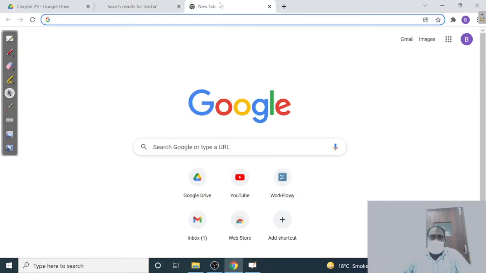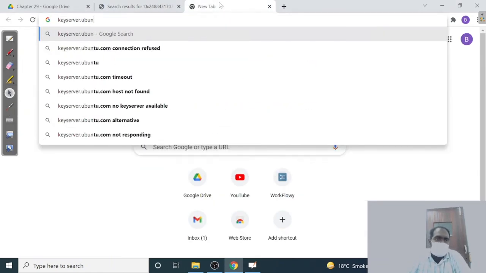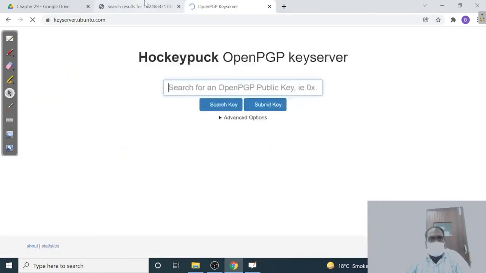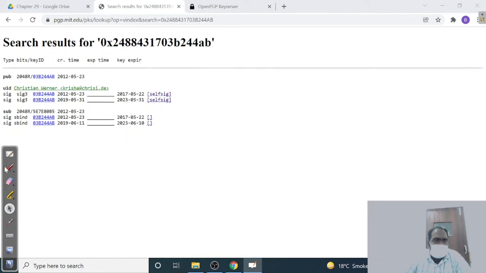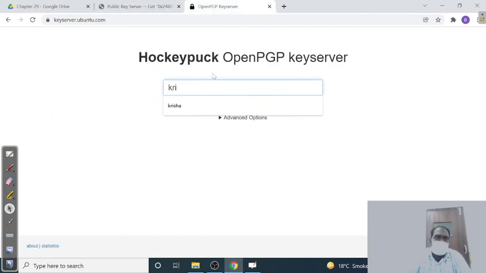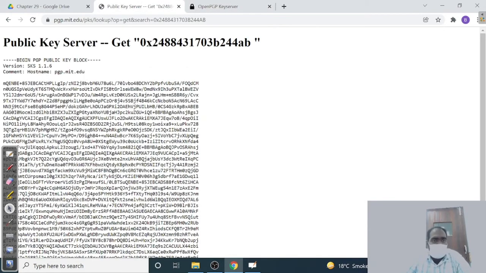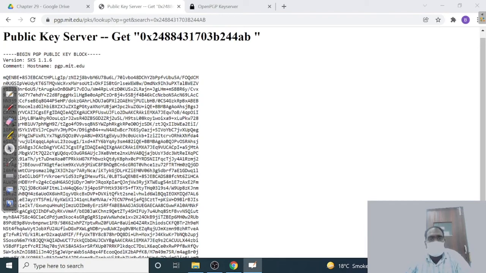Yeah, this key server is very slow. We'll try something. Yeah, it worked. This Christian Bernard has 4 or 5 keys, and maybe we'll use this. Yeah, this is his public key. You can use this public key to send him anything.